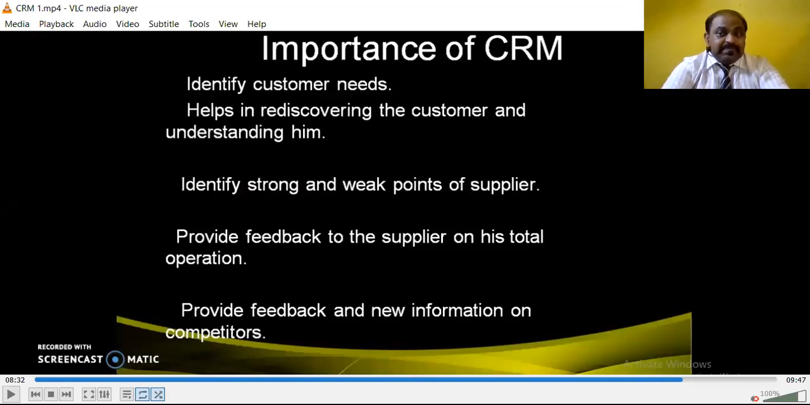The second point says helps in rediscovering the customer. Try to understand this. It helps in discovering, rediscovering the customer. डिस्कवर करना, सर्च करना, ढूंढ के लाना, शोध करना, फाइंड आउट करना कस्टमर को. But when we say rediscover, it is a different meaning.